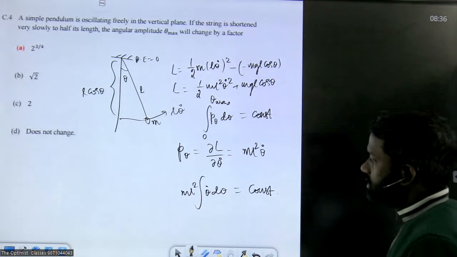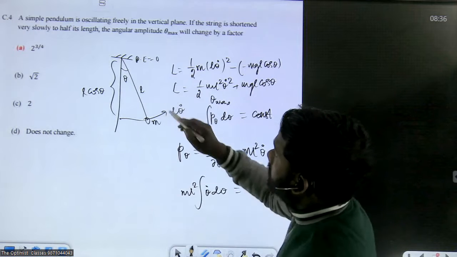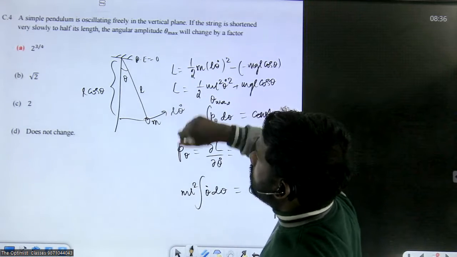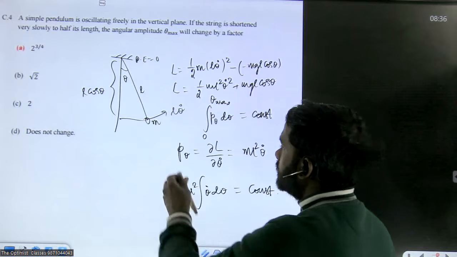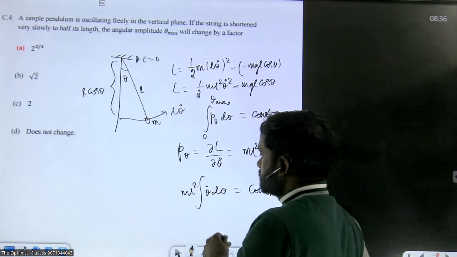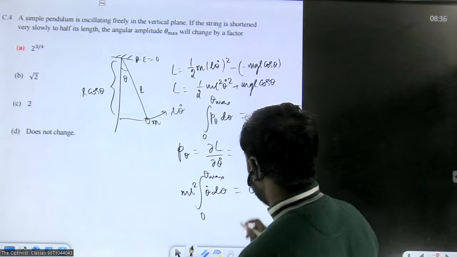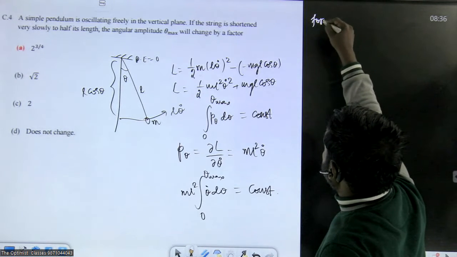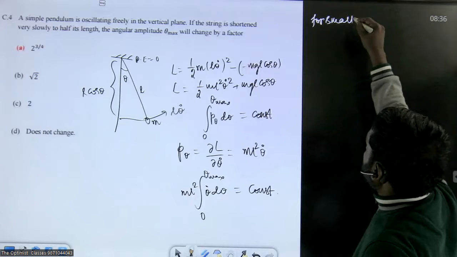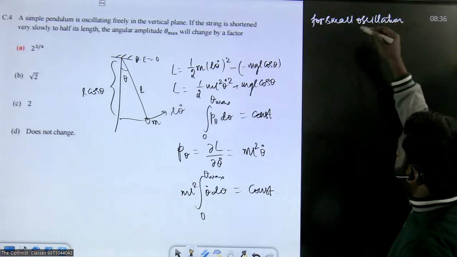Okay, now see, it is oscillating, but to make this calculation simple, we'll assume that this is a small oscillation. So let's assume a small oscillation. For a small oscillation, the motion will be simple harmonic.